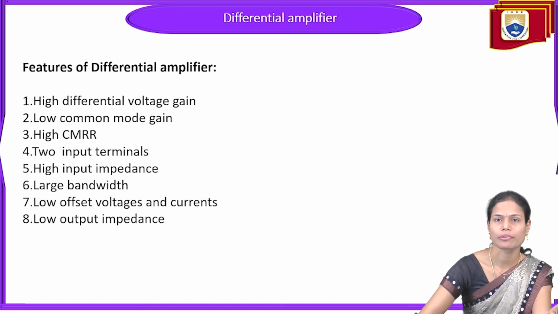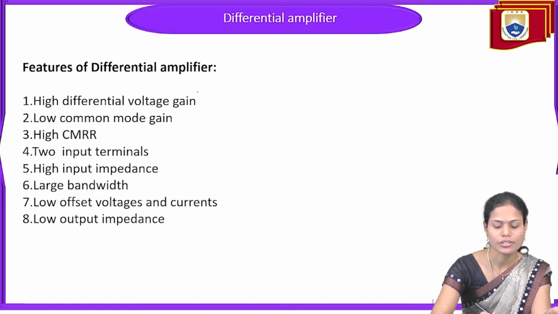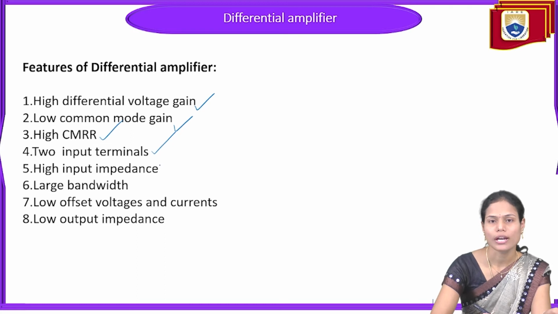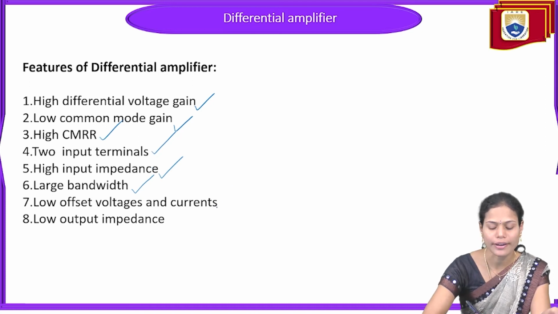And what are the basic features of this differential amplifier, and why are we utilizing it as the input stage of the operational amplifier? The first basic feature is that it provides a very high differential voltage gain and low common mode gain, and a very high common mode rejection ratio. It utilizes two input terminals so that it can provide a very high input impedance, and the bandwidth provided by this differential amplifier is also very high, and it has low offset voltages and currents.